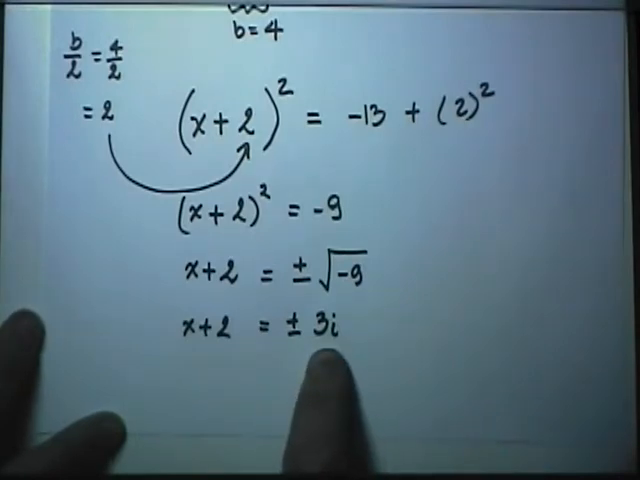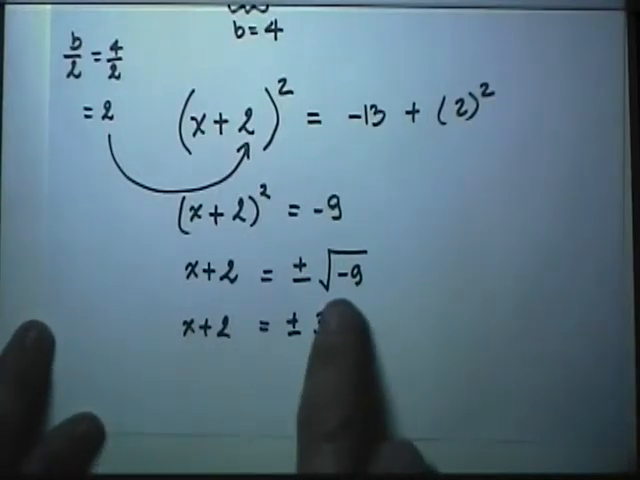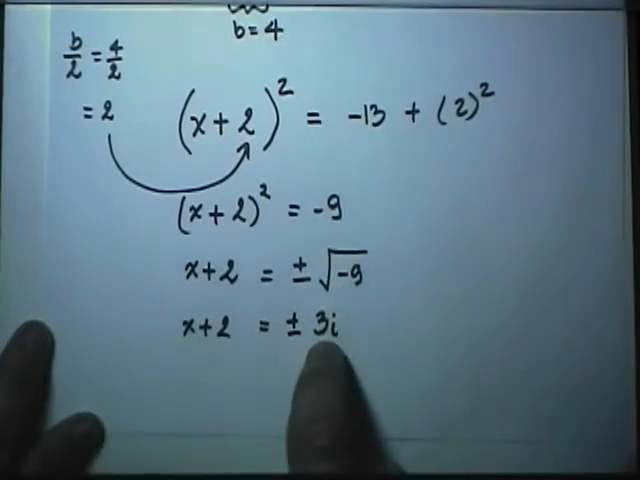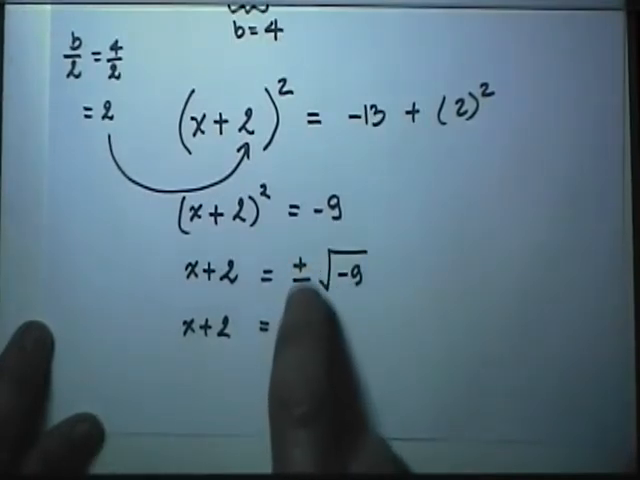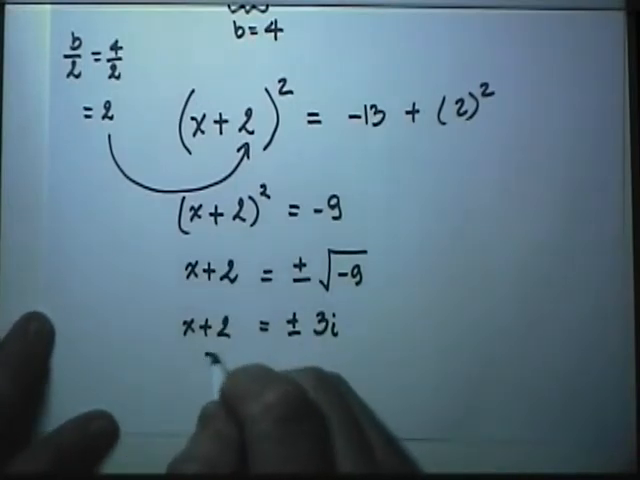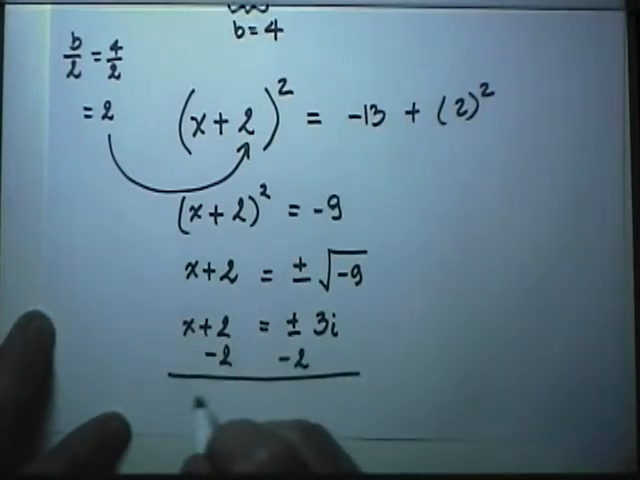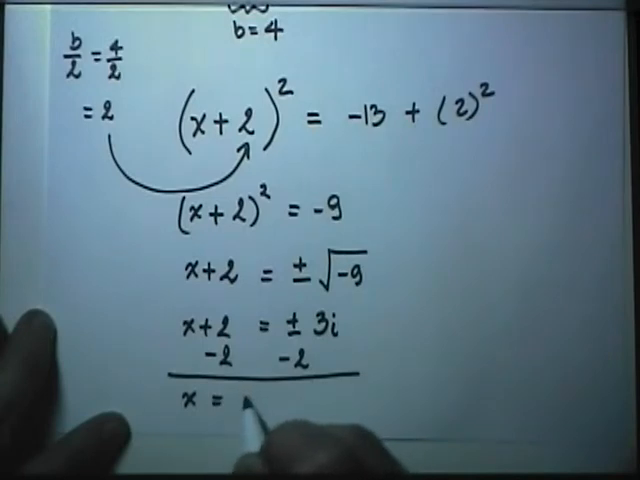If you don't remember how to do that imaginary number, you must go back and review our lecture notes on imaginary and complex numbers. Okay, so once again, the point is the square root of negative 9 is 3i. And so I have on the right side plus and minus 3i. Okay, and then the next step here, we solve for the x. Minus 2 from both sides. Okay, and so my solution here, x equals minus 2 plus and minus 3i.